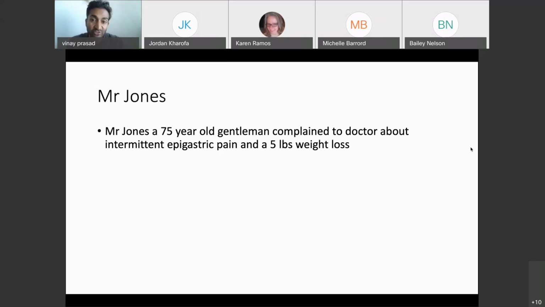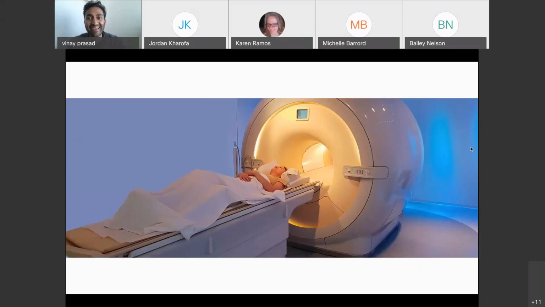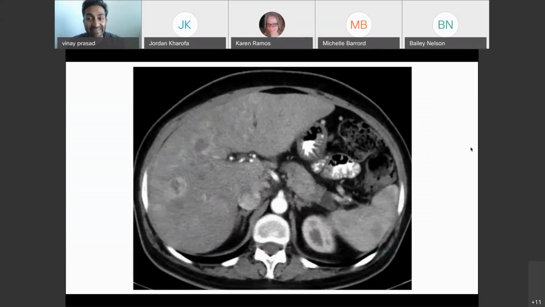Mr. Jones was a 75-year-old gentleman who complained to his PCP that he had had some intermittent epigastric pain, some sharp stabbing pain, and a 5-pound unintentional weight loss. So what do you think his PCP did? This was a few years back, about a decade ago. His PCP did the only thing that a PCP should do, which is threw him in a CAT scanner, instantly, based on that unintentional weight loss workup. And in fact, it was a prudent move because he found this on the CT imaging.